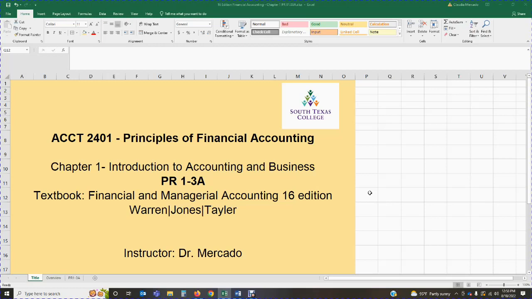Like I stated before, it's very important that you read the chapter before you attempt any of the assignments. Now, you will find something similar to this on your exam. Students need to learn how to prepare financial statements, okay? So you're going to have something similar to this on your upcoming test. So it is very important that you clearly understand how to complete each of the financial statements, okay?